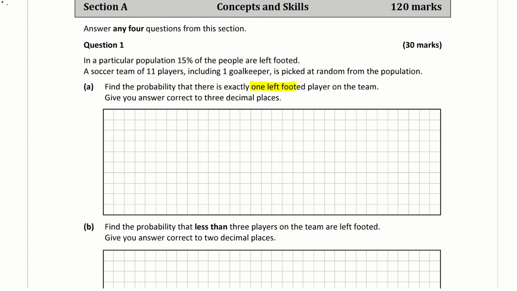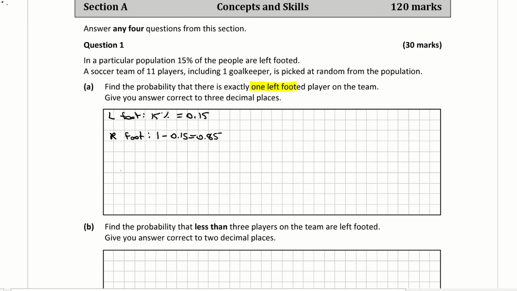So let's just write down what we know here. We have left-footed, which has a probability of 15%, which is the same as 0.15 as a decimal. If I divide 15 by 100, I get 0.15. And that means the probability of being right-footed is 1 minus 0.15, which is 0.85. So that's the probability of being left-footed and right-footed.